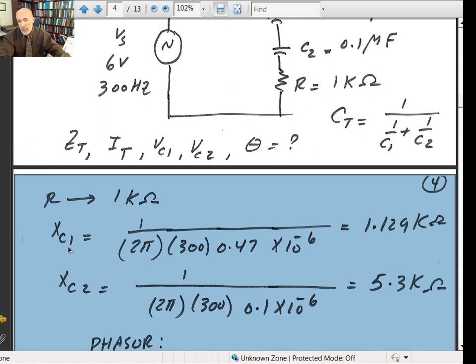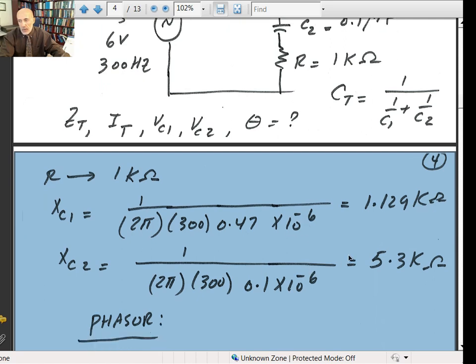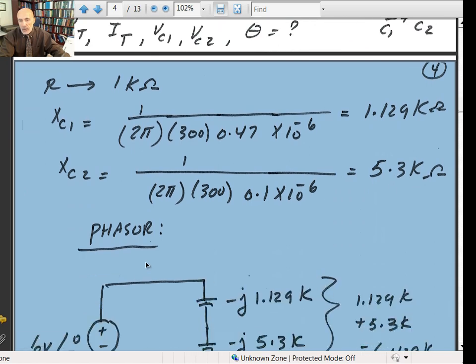So you calculate the reactances for each capacitor: 1 over 2 pi, 300 is the frequency, times 0.47 times 10 to the minus 6 for the microfarads. That will give you 1.129 kilo ohms, and 5.3 kilo ohms for C2. Then you put everything in phasors.